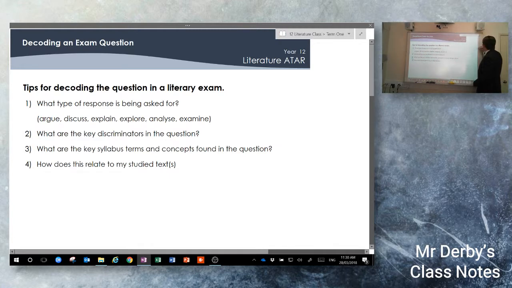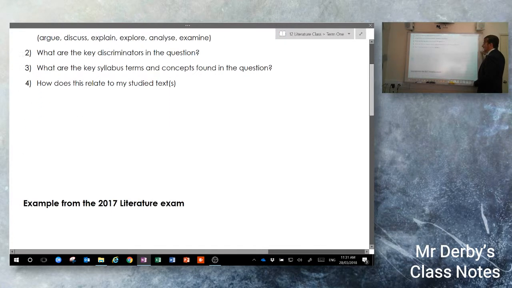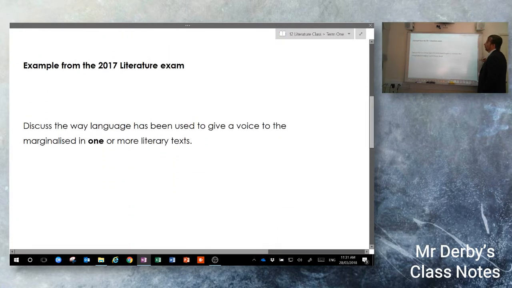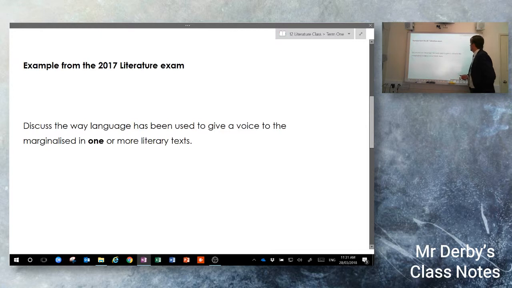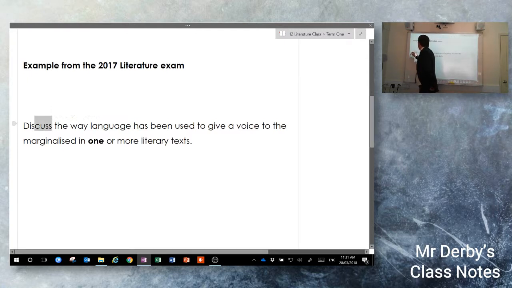So now let's have a look a bit further down here, and let's take an example from the 2017 literature exam. The question is: discuss the way language has been used to give a voice to the marginalised in one or more texts. So let's think first about the kind of question this is. This is a discussion question.